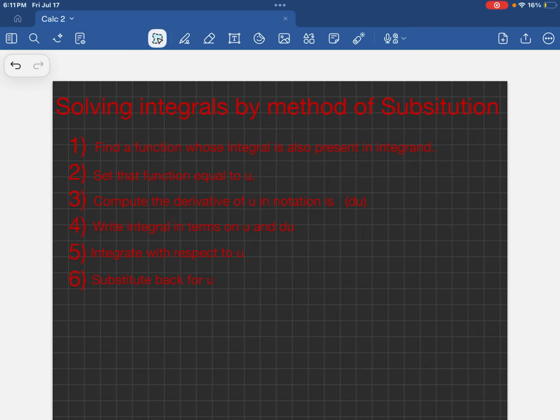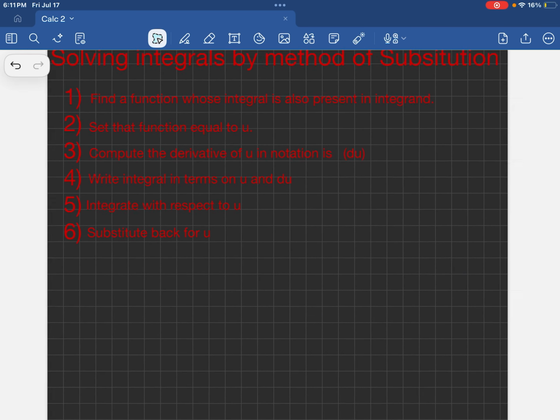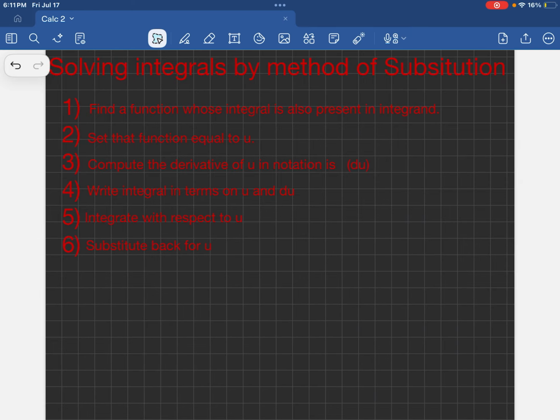Step two is set that function equal to u. Step three, compute the derivative of u, and then this is just going to be du when you write it down in differential form. And then when you write the integral, you want to write the integral in terms of u and du now. And after you do that, you integrate with respect to u, and then you substitute back for u. So what you're doing is you just substitute what that initial value was for u.